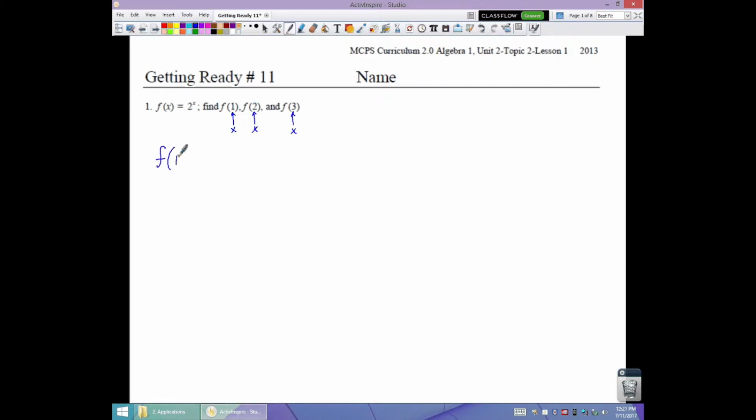So one at a time, f of 1 means replace the x with a 1, so 2 to the first, that's 2. F of 2 means we replace the x with a 2, so 2 squared, that's 4. So f of 2 is 4. And then f of 3 means plug in a 3 in our equation, so 2 to the third is 8.